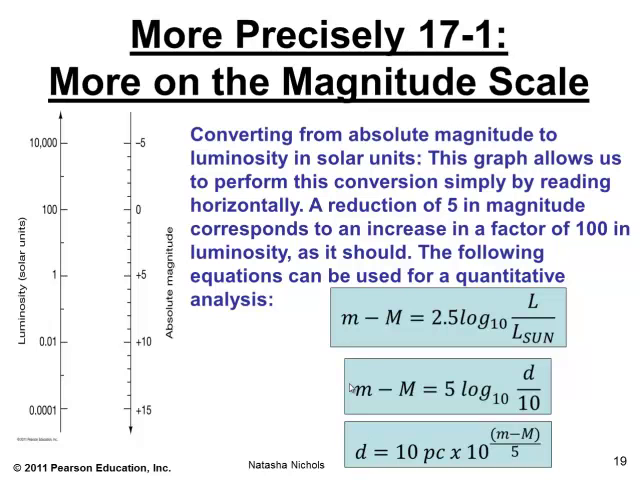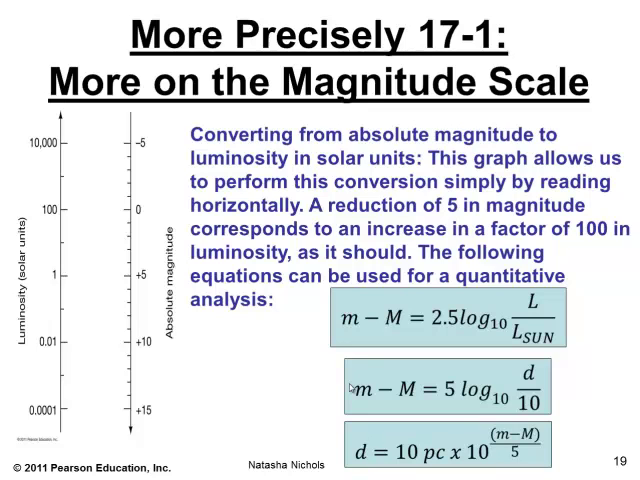And I rewrote this formula. It's the same formula 3 different ways. The first one is the magnitude difference between apparent and absolute is equal to 2.5 times the log base 10 of the luminosity of the object you're seeing divided by the luminosity of the sun. If you don't have luminosity information, you can rewrite this formula as 5 times log base 10 of the distance divided by 10.